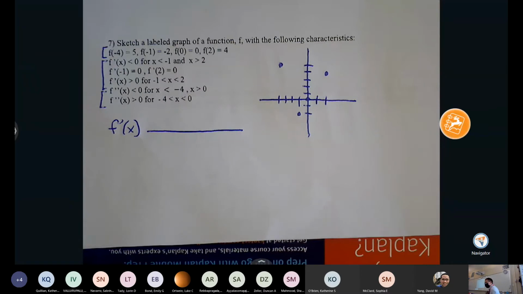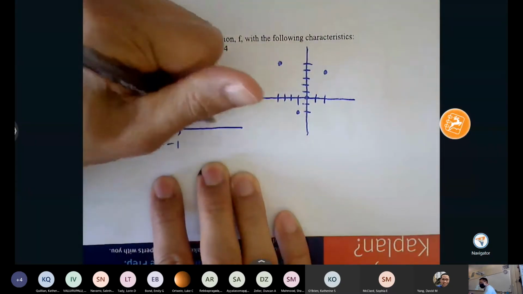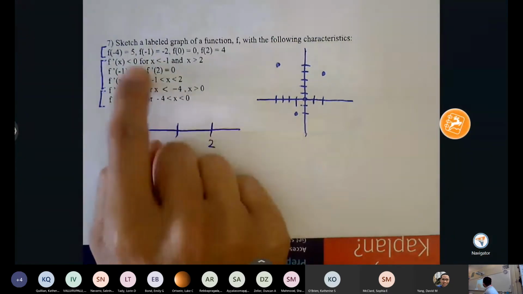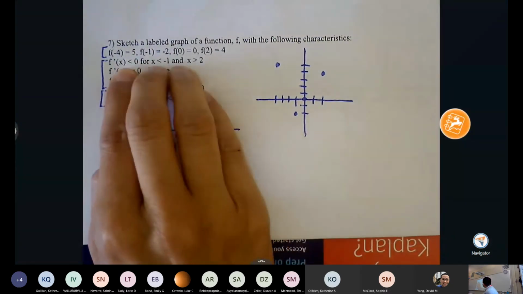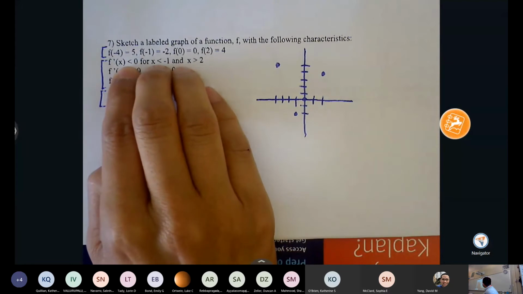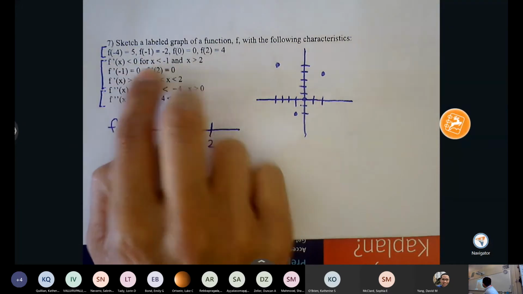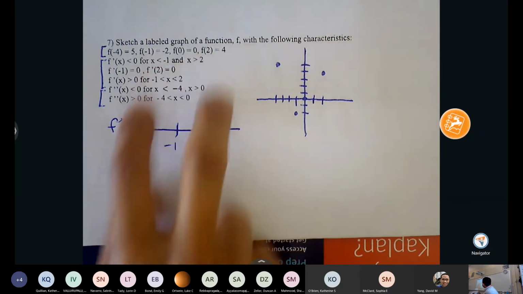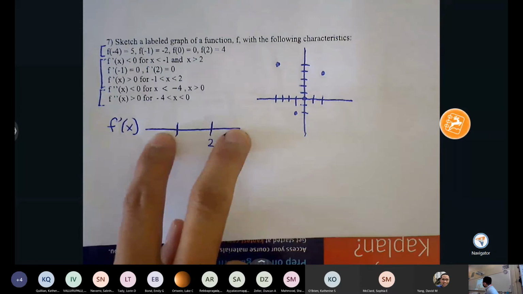Okay, what critical points do you guys put onto your slope sign line? Negative 1 and 2, okay. All right, first statement, what does the first f prime statement tell us? The slope is negative. X is less than -1 and more than 2. Good. The first and third region here, right?